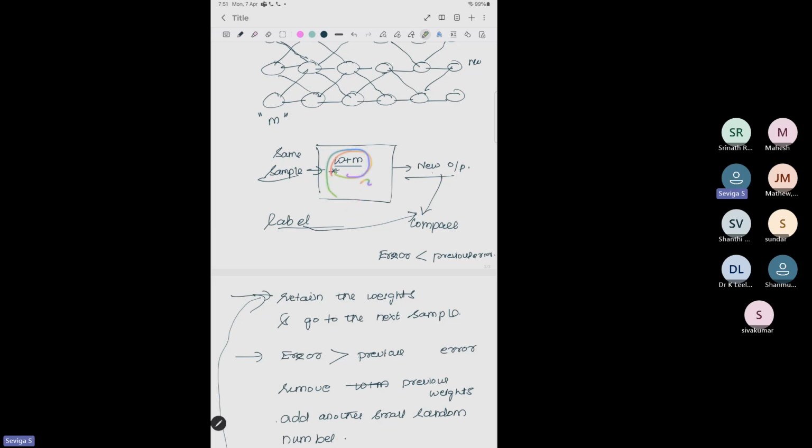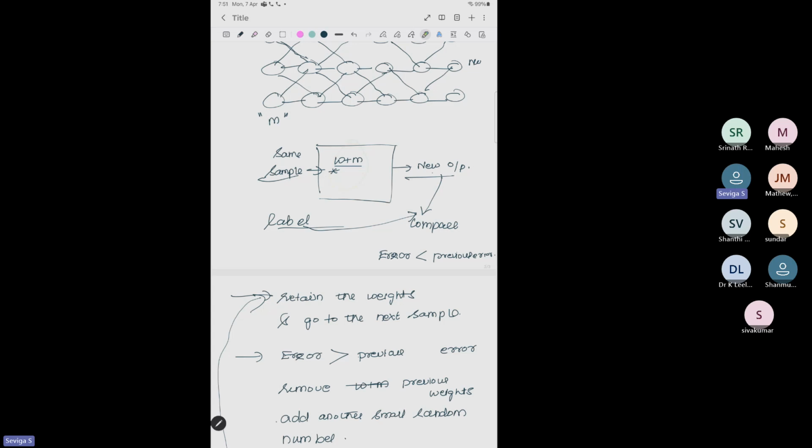We have to try 30 times. 30 times after changing also, it is not moving. We have to move on to the next sample. So we have to keep a criteria like that. So these are the two criteria: either till we get the good result, or we have tried enough number of times. We have to repeat this process.